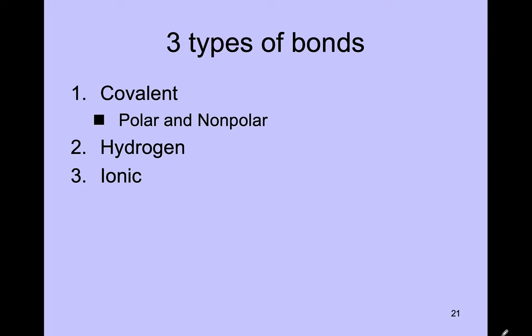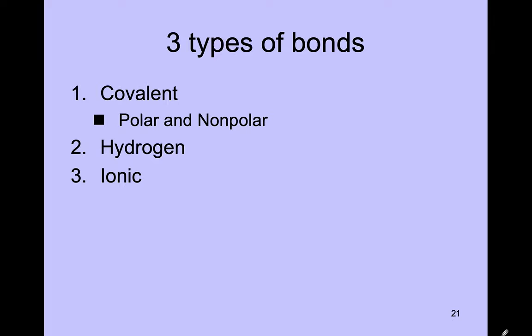So there are three types of chemical bonds that are the most common. There's a fourth one that we will mention that's not listed here, but we will talk about it. So we have covalent bonds. Covalent bonds, there are two types, polar and nonpolar. We'll talk about hydrogen bonds and ionic bonds.